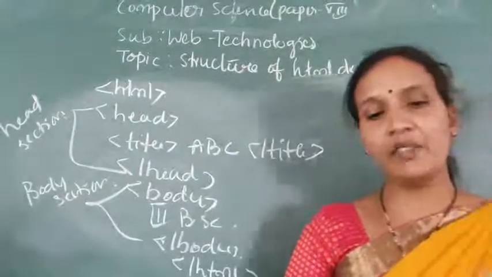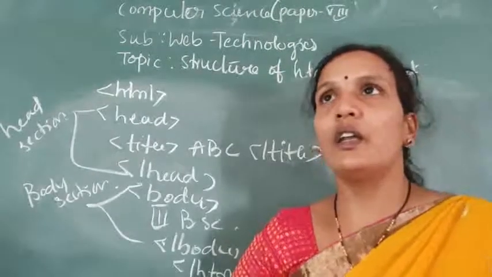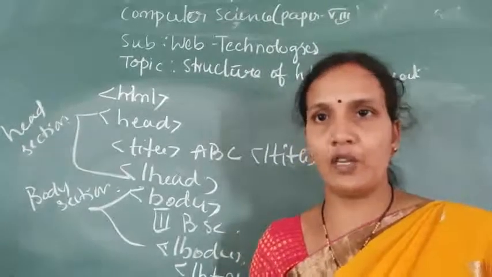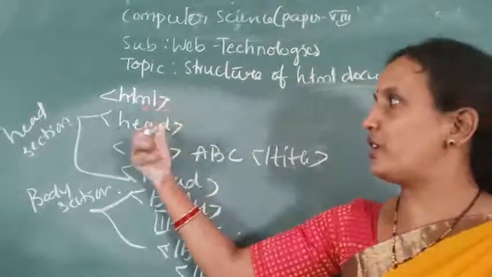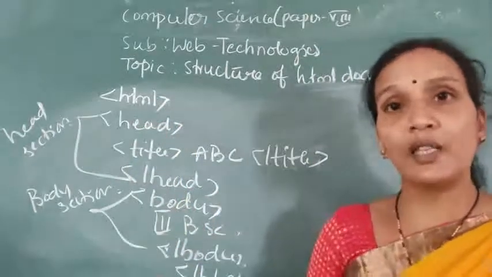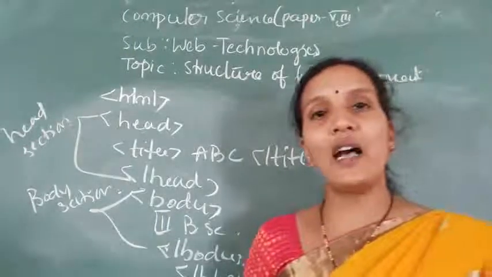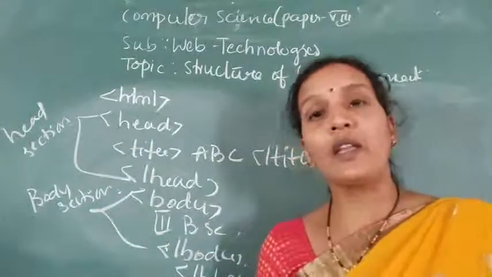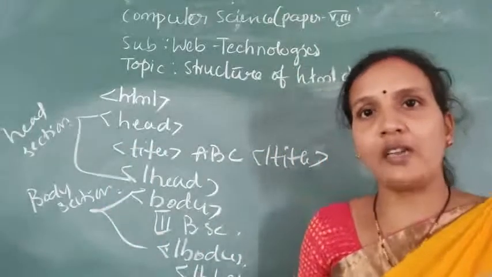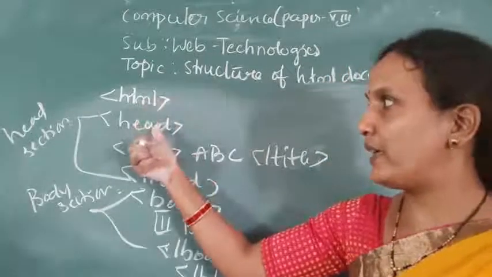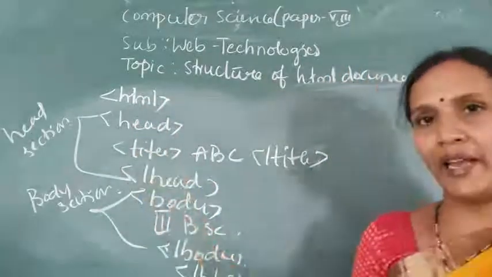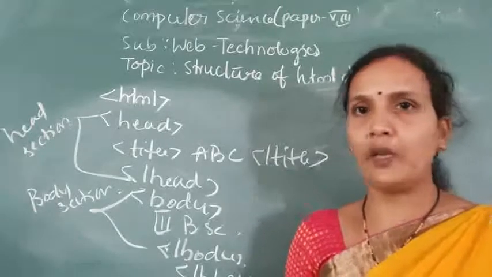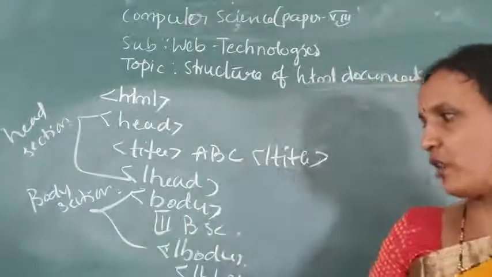In the exam, sometimes they will ask you to explain in detail the different sections of an HTML document: first the HTML section, the head section, and the body section. Or sometimes they will ask what the structural tags of HTML are. This is the basic structure of HTML. The structural tags are HTML, head, title, body. You explain each and every tag with an example. So this is the structure of an HTML document.